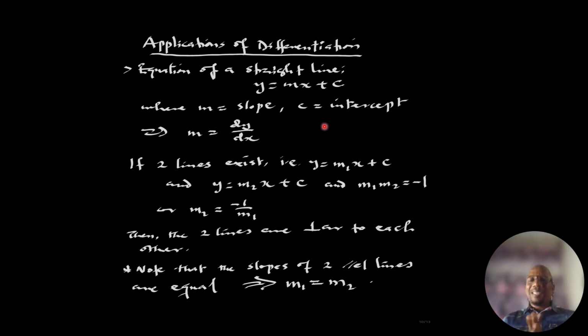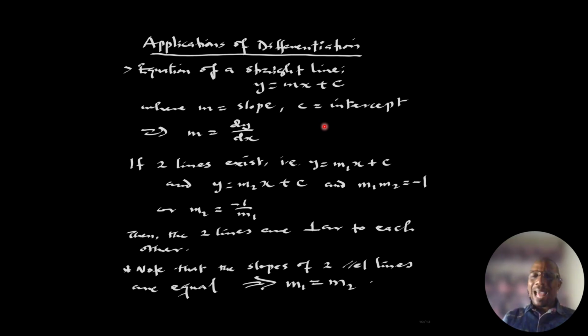But if two lines are involved, that is to say, we have two lines on the Cartesian plane, y equals m1x plus c and y equals m2x plus c for the two lines. Well, the first line has a slope of m1, and the second line has a slope of m2.